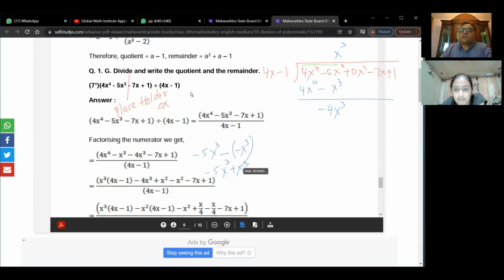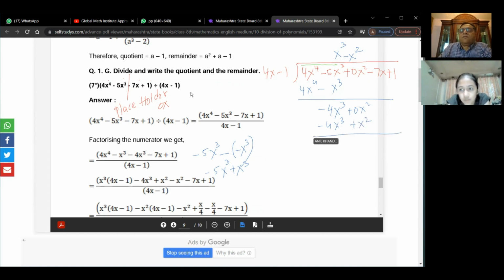So bring down 0x square. Now you'll multiply in the quotient. What should I get? Minus 1, because minus 1 times 4 will give me minus 4 times x square, right? There's no need to write minus 1. I should have written only x, because you normally do not write 1 there. So I'll write minus x square, correct? Because that will give me 4 minus 4x cube. Multiplying with minus gives me plus x square.